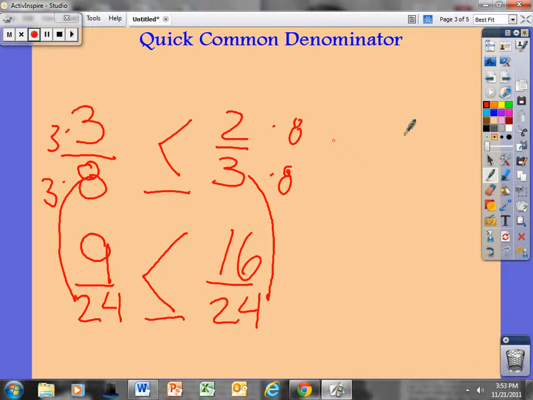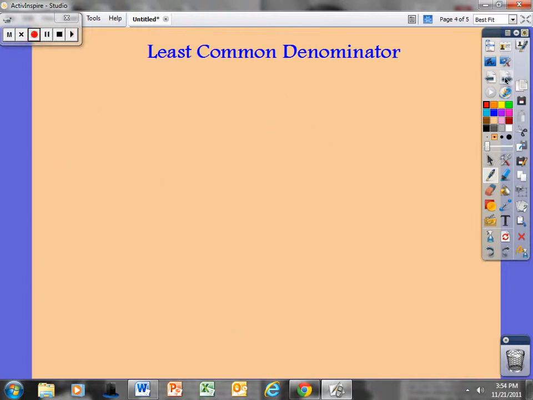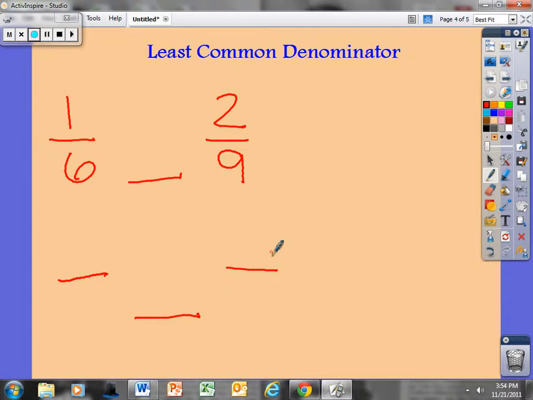Now let's do another method, the least common denominator, which is also considered the least common multiple. Let's take 1/6 and compare it to 2/9. In the quick common denominator method, I would just go 6 times 9 is 54. But this way I'm going to do it a little differently. I'm going to ask, what's their least common multiple? I'm going to start counting by 9s, multiples of 9. The first multiple of 9 is 9. Does 6 go into 9? No. The next multiple of 9 is 18.